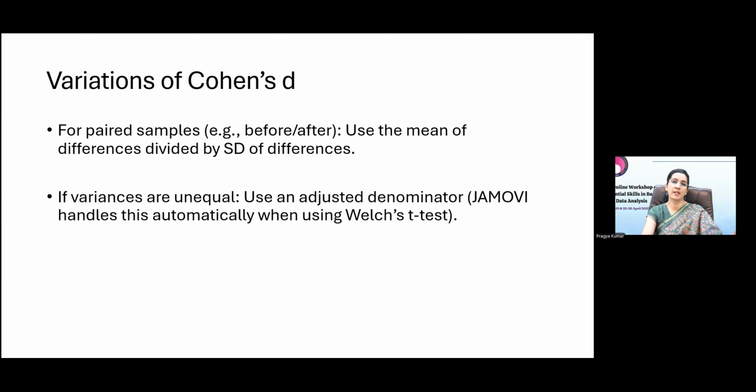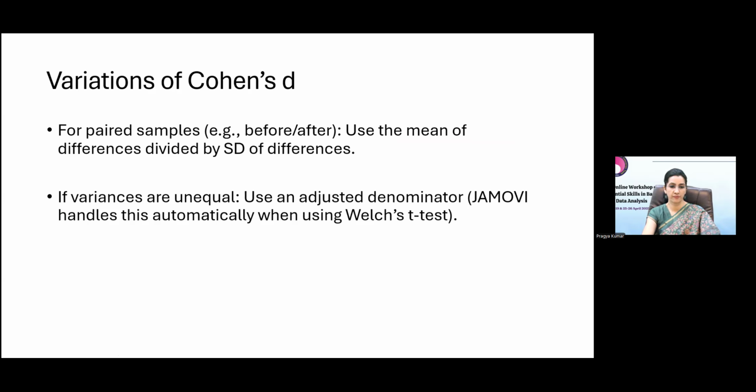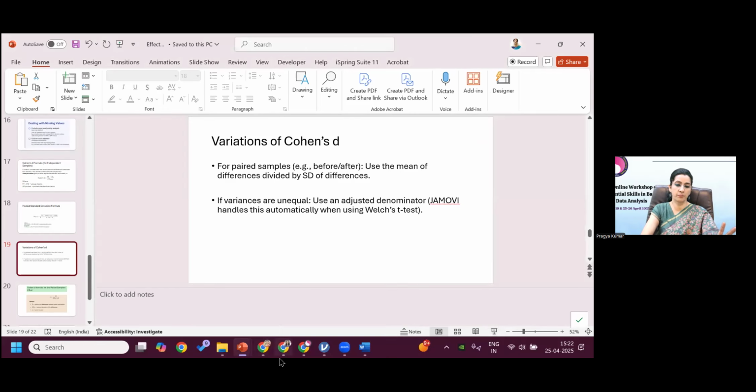Now there are some variations of Cohen's D. Like for paired sample, you can do that like before and after. We'll see how that Cohen's D is calculated in case of a paired sample t-test. So I'll tell you when we come to paired sample t-test. So I think we can go to the breakout room and we can practice this independent sample t-test. Then we'll have a session on the paired sample t-test. Any question before we go to the breakout room?